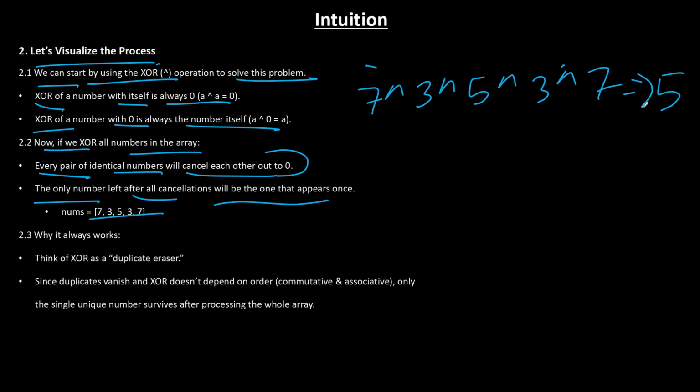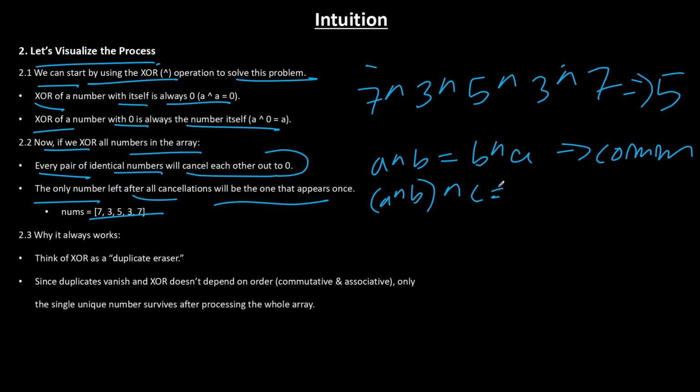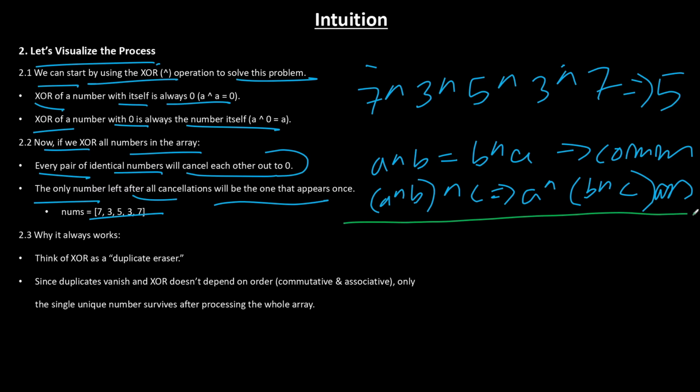Now why? If you remember, I earlier explained the commutative property, right? Which basically states that A XOR B is similar to B XOR A. Okay, this is commutative. I will write it this way. Again, the associative property, if you remember, (A XOR B) XOR C is similar to A XOR (B XOR C). Fine, this is associative. Okay, let's keep it aside.